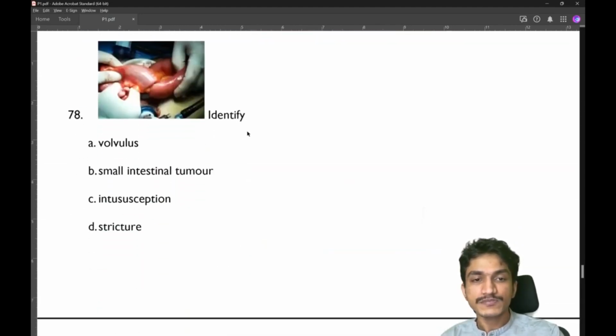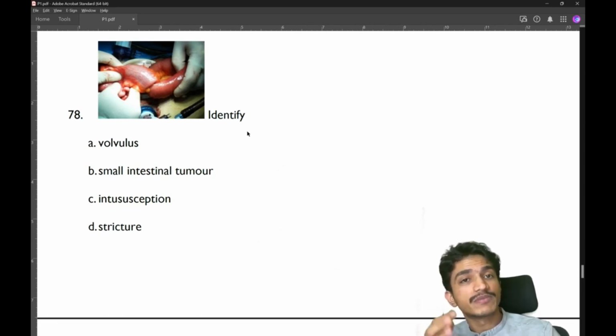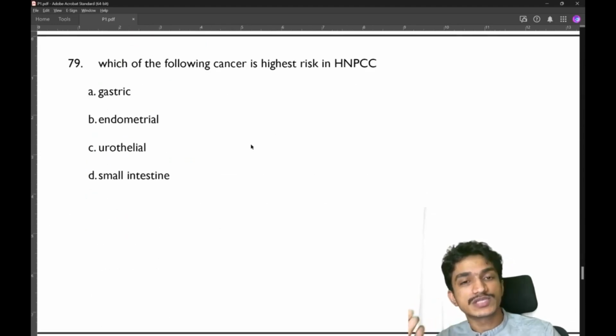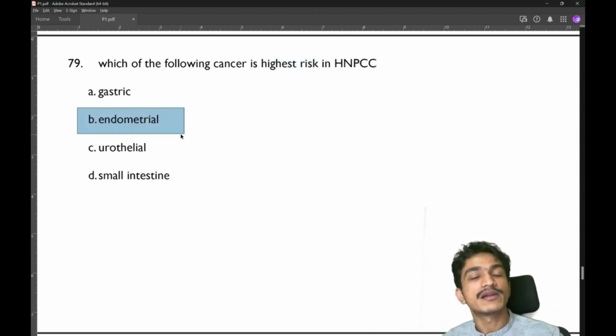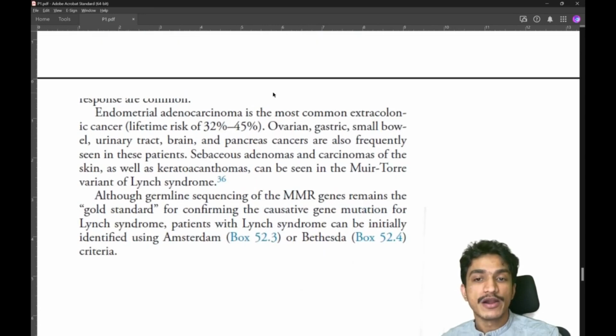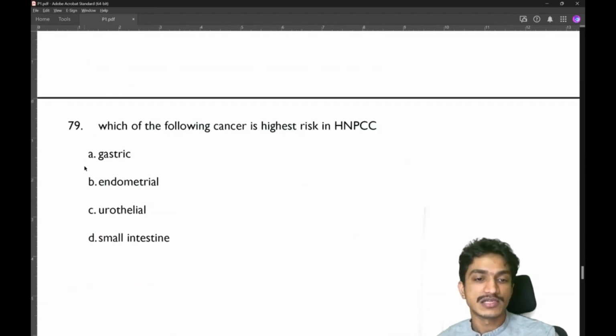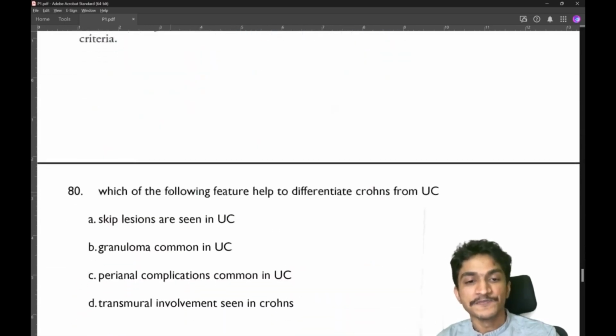Okay. Now this is the image which was given to me by many students with some clinical scenario. It is obviously very straightforward, pointing towards intussusception. Now, which of the following cancers is at highest risk in HNPCC? Many of you have told me that it is not colon cancer, so in HNPCC what should be the next cancer? But here it is straightforward that endometrial is the most common extracolonic cancer in patients with HNPCC. So the answer here should be endometrial cancer.